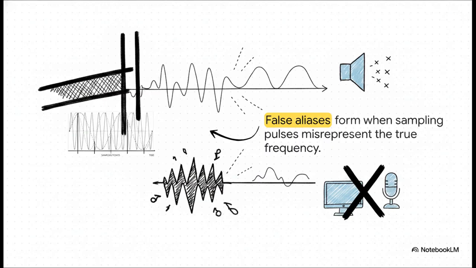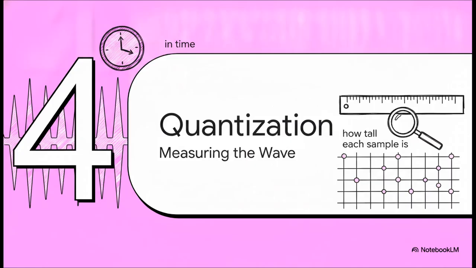If you fail to follow his rule, if you don't restrict your input bandwidth, and you try to sample a frequency that is just way too high for your sample rate, you don't just lose information, you actually gain false information. This is called aliasing. Notice how, when the sampling pulses just can't keep up with the fast-moving waveform, the computer connects the dots incorrectly and creates a totally false, lower frequency waveform, an alias. In audio, this creates really awful intermodulation distortion. So to prevent this, we absolutely must use filters to block out super high frequencies before they ever even reach the digital converter. Section 4, quantization, measuring the wave.